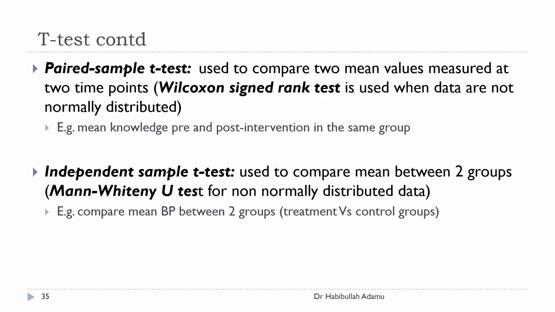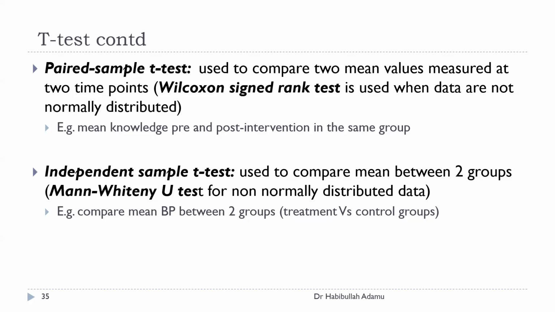Independent t-test is used if you have two independent samples and you want to compare the mean values. For example, you have the mean weight of children from a rural area and the mean weight of children from an urban area. These are two independent samples, so if you want to compare their mean values, you use student t-test. If you want to compare mean weight between males and females, the same thing, you can use student t-test because they are independent samples.